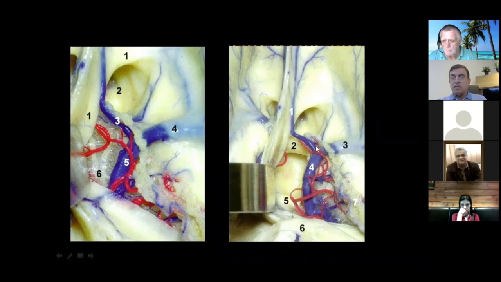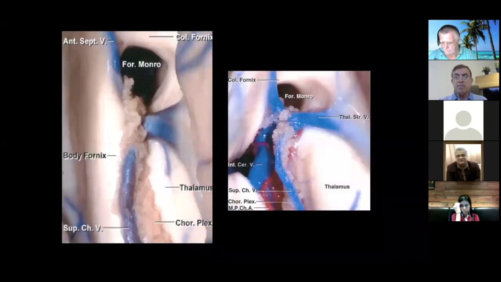Your colloid cyst is here, so you need to know all this anatomy. You just don't need to puncture the cyst and come out. This is a crime against humanity, and it has been done repeatedly in the past.